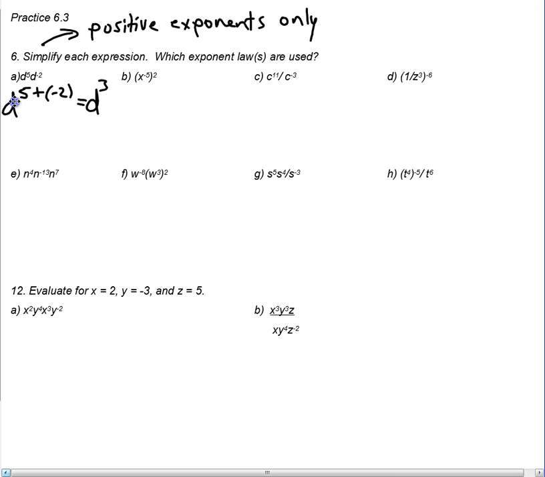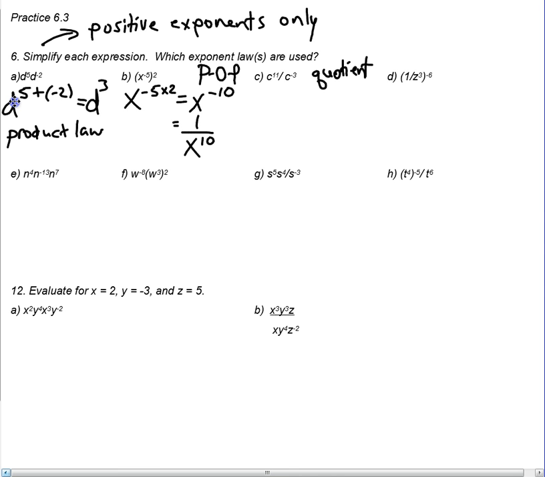In this case, b, so a was the product law, b is power of a power, we'll call it pop law. So the pop law requires us to multiply exponents, which gives us negative 10. And again, that's not a positive exponent, so we're going to use a reciprocal, reciprocate the base, and make the exponent positive. C, here's a quotient, so we're going to use the quotient law. Quotient law requires us to cancel out powers of our base, so this is best done by subtraction.